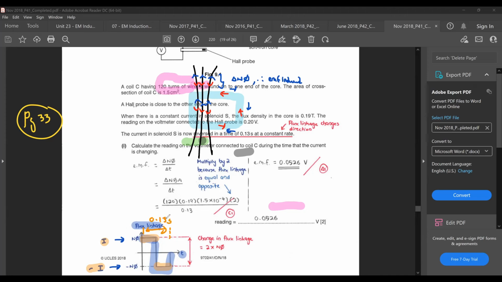0.13 seconds. So my flux linkage change here is actually 2 times of, and my flux linkage change here is actually just twice the original flux linkage. That's why here you see that there's a 2 multiplied by 2.